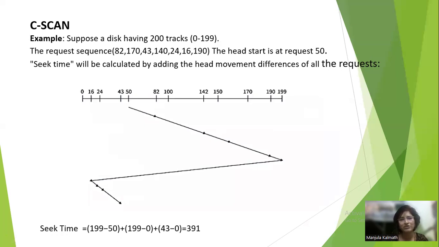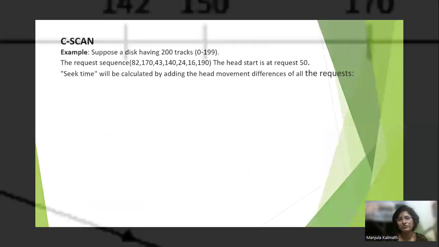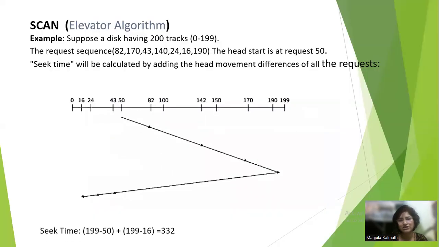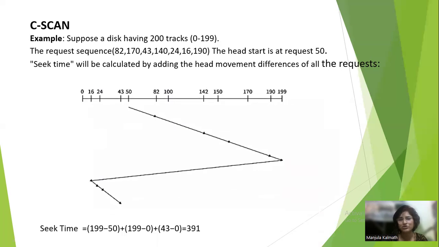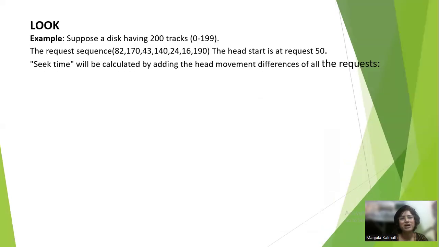So here the seek time will be 391. For the previous one it was 332. So comparatively it is inefficient compared to the previous scan. Scan is more efficient than C-scan. And then next, here we have a look.